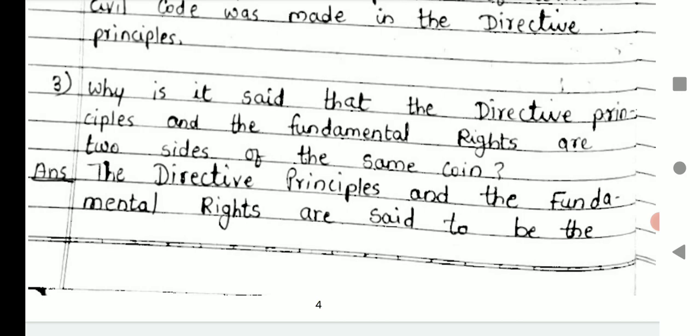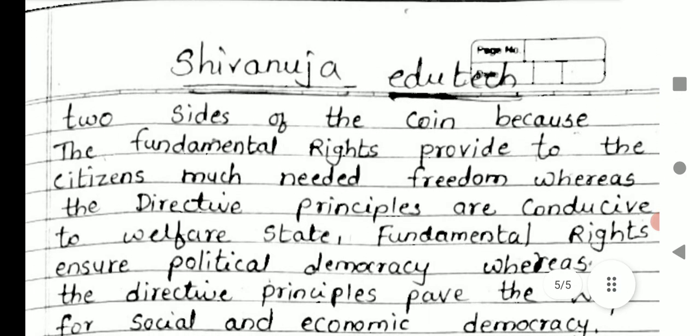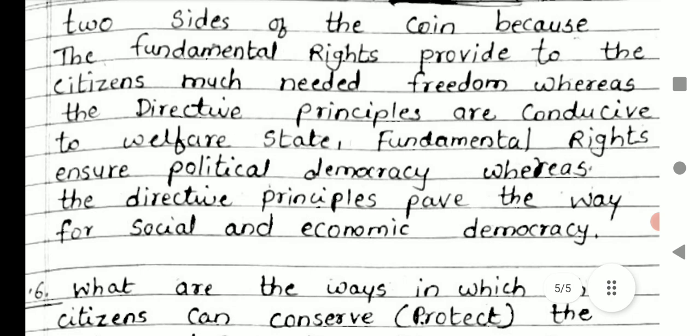Answer, the directive principles and the fundamental rights are said to be the two sides of the coin because the fundamental rights provide to the citizens much needed freedom, whereas the directive principles are conducive to welfare state. Fundamental rights ensure political democracy, whereas the directive principles pave the way for social and economic democracy.